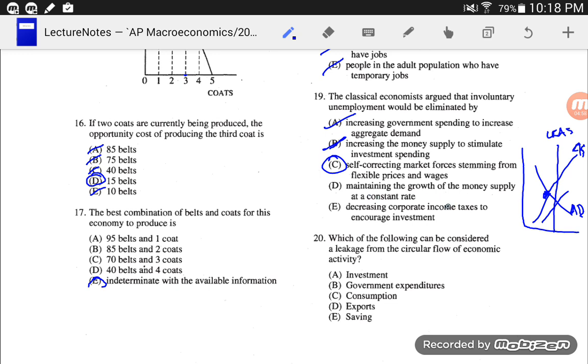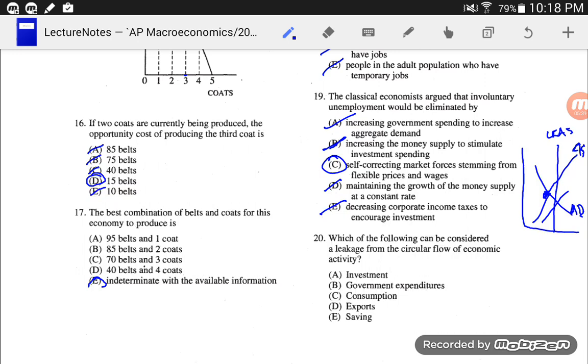Maintaining the growth of the money supply at a constant rate, that's kind of a monetarist policy. Decreasing corporate income taxes to encourage investment, that was supply side economics. So really the classical economist would say, just let the markets correct themselves. Number 20. Which of the following can be considered a leakage from the circular flow of economic activity? If you remember the... Oh, sorry, I should pause and let you try to answer that.